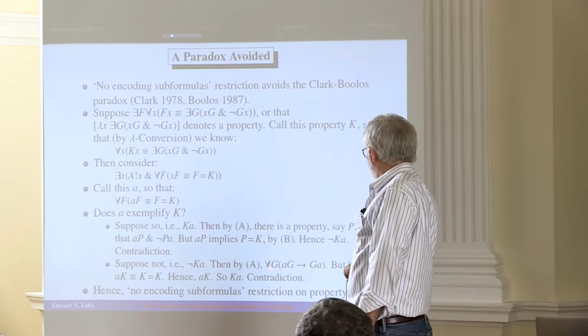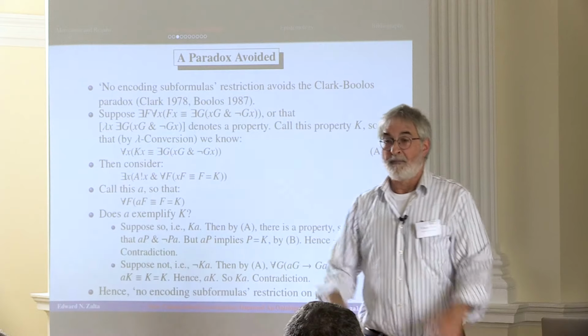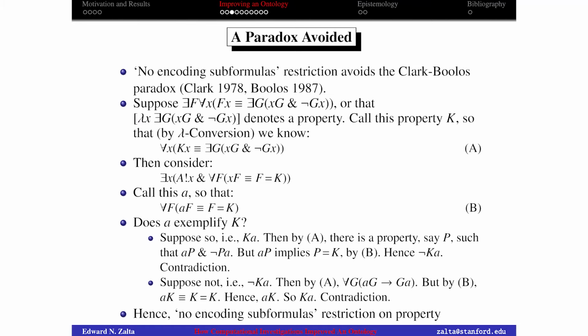Because every property that it encodes, it exemplifies, and we've just established that it encodes K. So, puzzle, paradox. When I formulated object theory, I was aware of the Clark paradox, and I explicitly ruled it out so as to not build new properties.